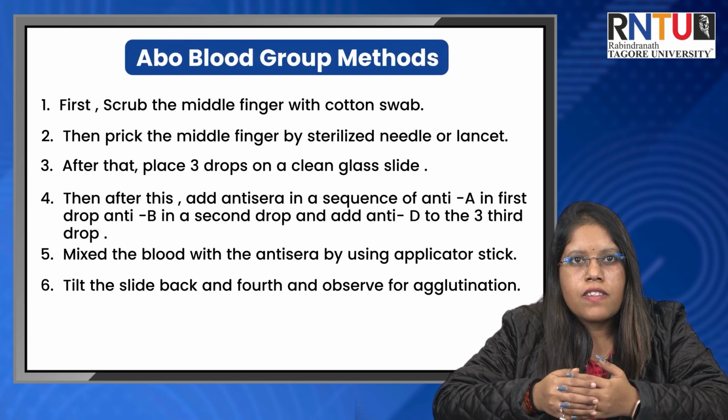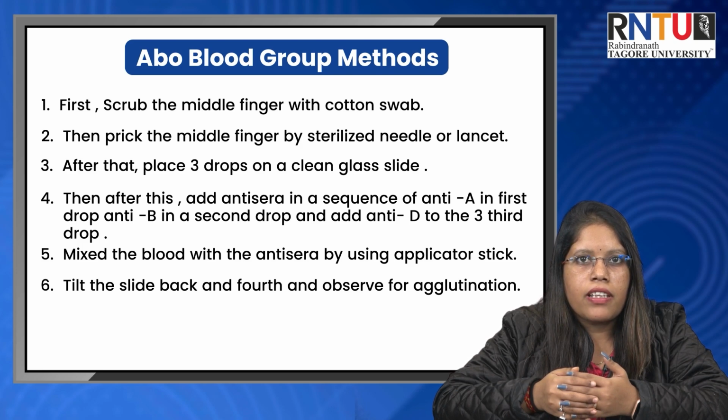First, scrub the middle finger with a cotton swab, then prick the finger with a sterilized needle or lancet. After that, place 3 drops of blood on a clean glass slide, then add the anti-sera in sequence: anti-A to the first drop, anti-B to the second drop and anti-D to the third drop. Mix the blood with the anti-sera using an applicator stick. Tilt the slide back and forth and observe for agglutination.